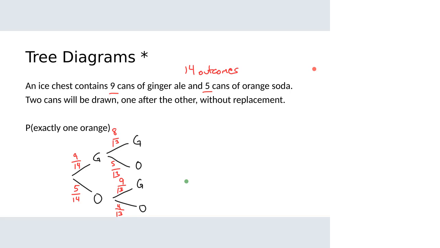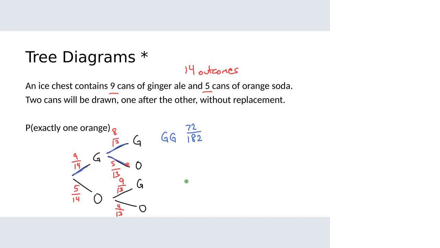So I built my tree. Let me know if you have questions about how any of those numbers came about. Now I'm going to find my sample space. Ginger ale, ginger ale is going to be 9/14 times 8/13. Wow, I don't know if the numbers need to be this interesting all the time. 9 times 8 would be 72 out of 14 times 13, which is 182. Okay, whatever. 72 out of 182. That's what it is. Fine.